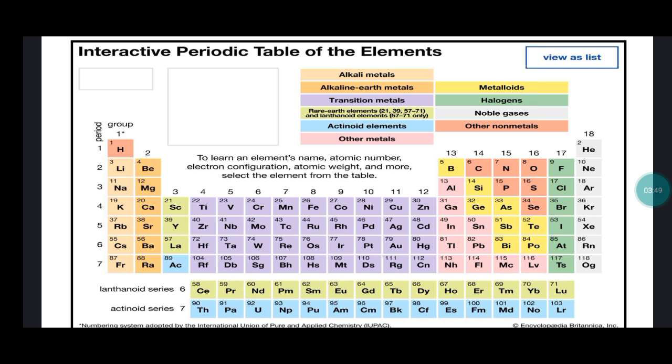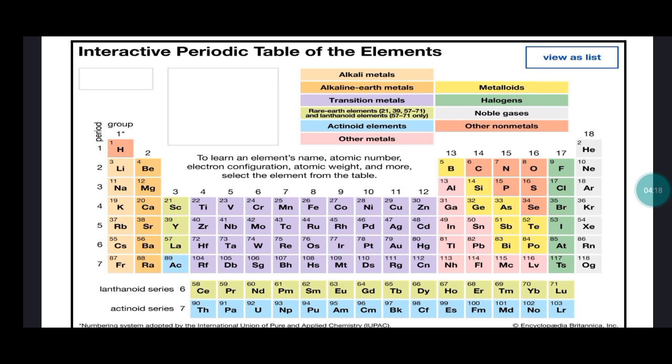And the last, group 18, is also known as noble gases or inert gases, because the last orbital or subshell is completely filled in the case of noble gases. That's why they are called noble gases. The S block elements and halogens are very reactive elements.